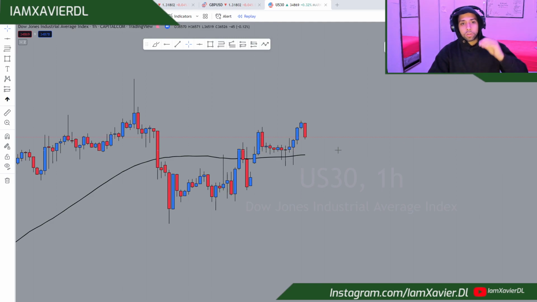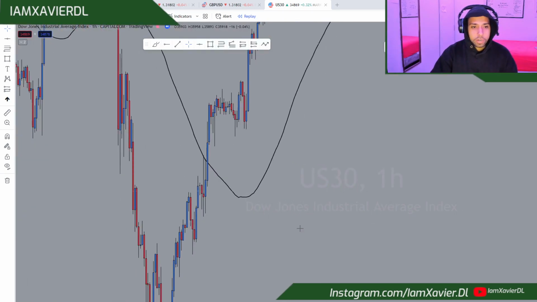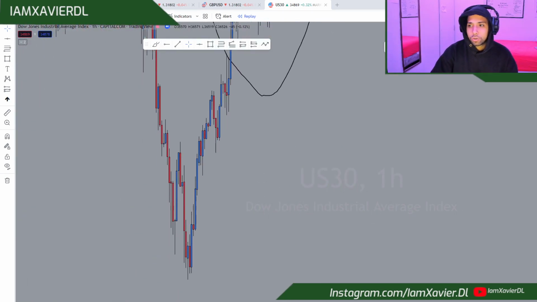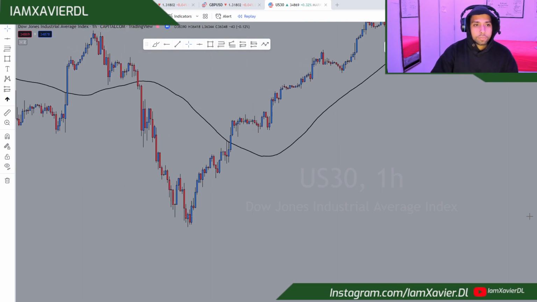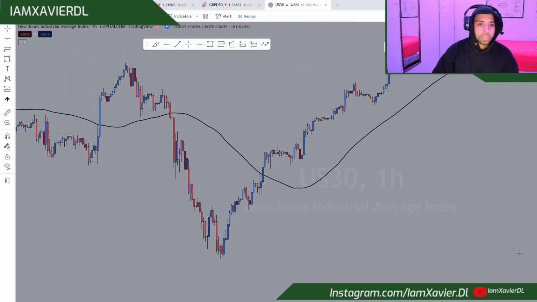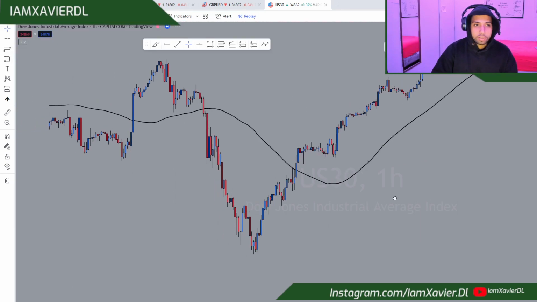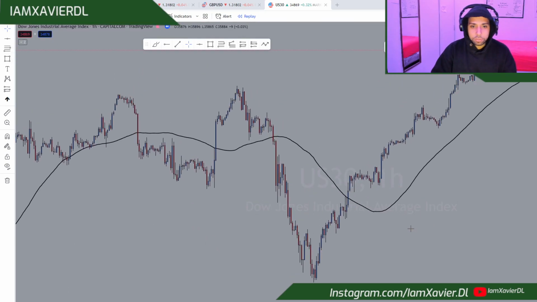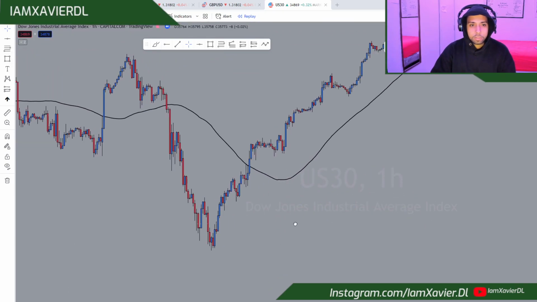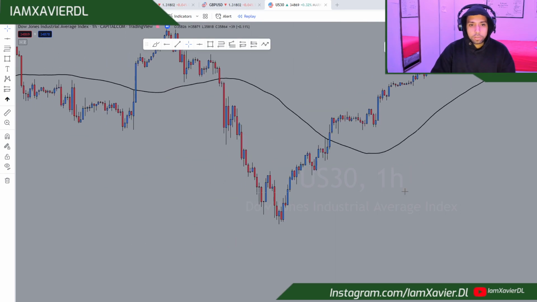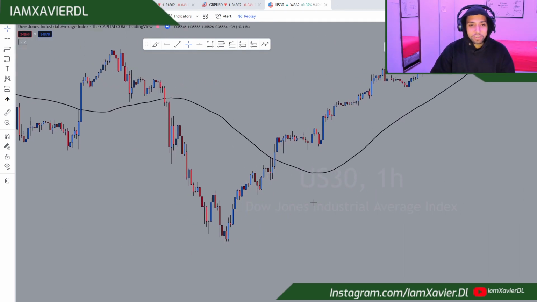Towards the end of December, that's when the actual market shifted, and I'll show you guys exactly what I mean. This zone right here is very important, because you've got to understand this. We were in a downtrend, right? Historically, US30 is very bullish, but we were in a downtrend.